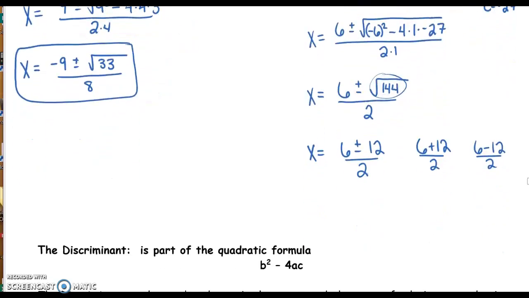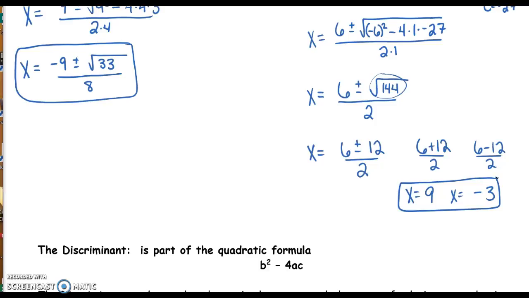6 plus 12 is 18. 18 divided by 2 is 9. So one of our solutions is x equals 9. 6 minus 12 is -6. -6 divided by 2 is -3. Our other solution is x equals -3.